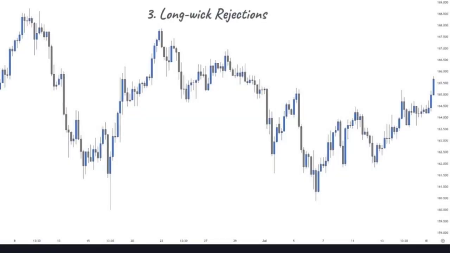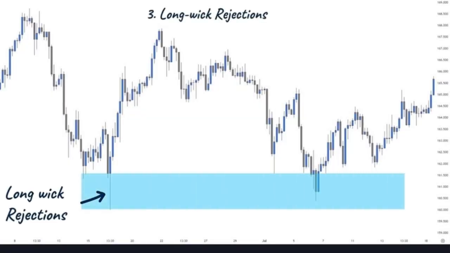Long wick rejections. Wicks are considered areas of high rejection. Large wicks indicate massive buying or selling pressure entering the market. It increases the probability for the price to reject these areas again.